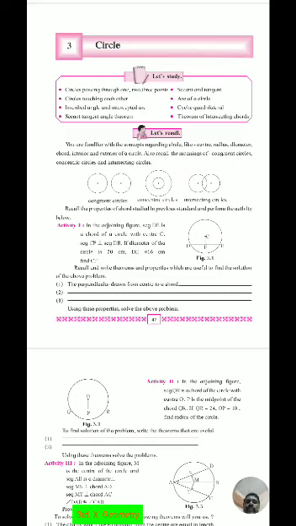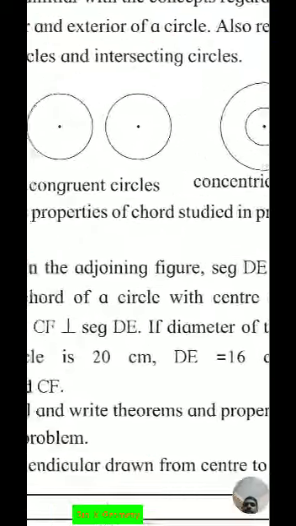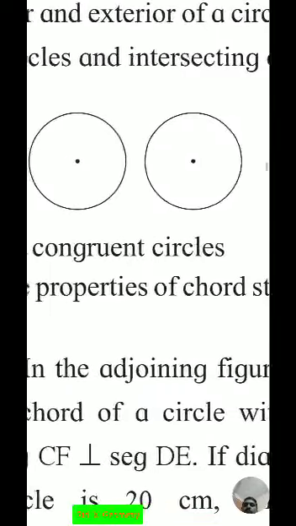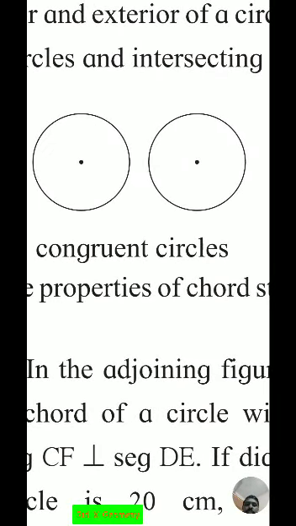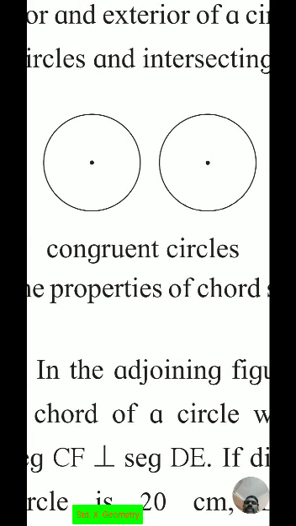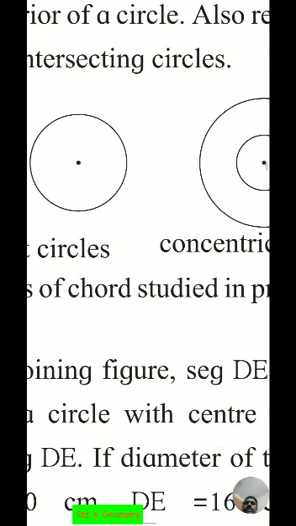We are familiar with the concepts of circles like center, radius, diameter, chord, interior and exterior of a circle. In the figure, two circles are shown. These are the congruent circles. We can see that these two circles have the same radius. If the radius of two circles is the same, these are called congruent circles.